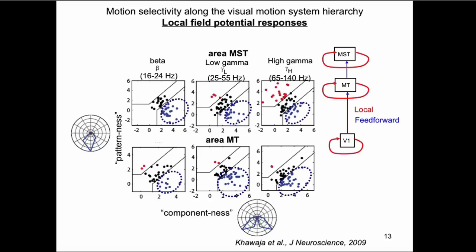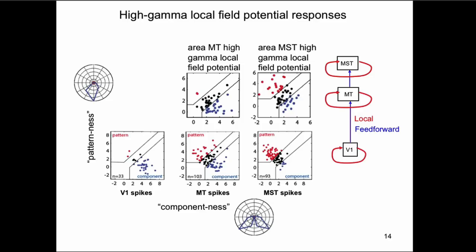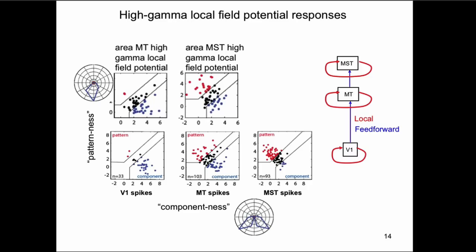So next I will tell you about an observation that we made in our study. Here what I've done is I've lined up the high gamma response for MT and area MST with the spiking responses of area V1, MT, and MST. And what we noticed is that if we shift this response by one area, the high gamma response in MST resembles the MT spiking response, and the high gamma response in MT resembles the V1 spiking response. So this is what we get for high gamma.